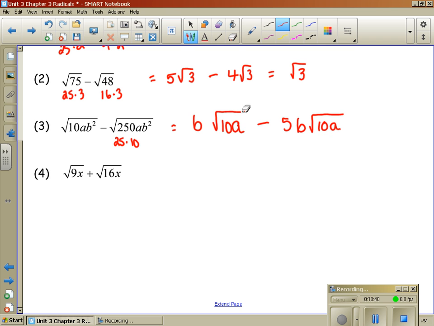Again, they're like terms, not only because the radicals match, but because the b's on the outside do. If this matched with this, but this, say, had an a in it instead of a b, then we still couldn't simplify it anymore. We could factor out the square root of 10a, but we couldn't completely combine them. So now we have 1b minus 5b's, so we have negative 4b square root 10a.